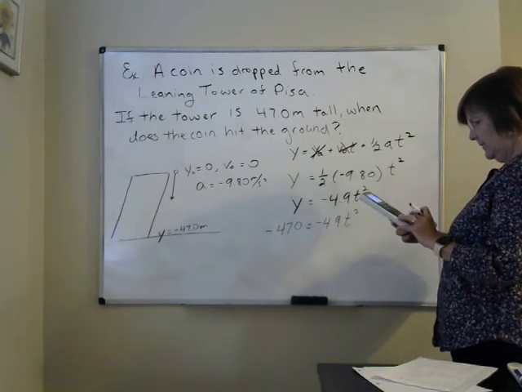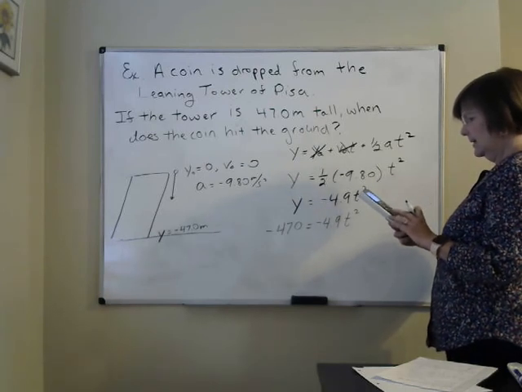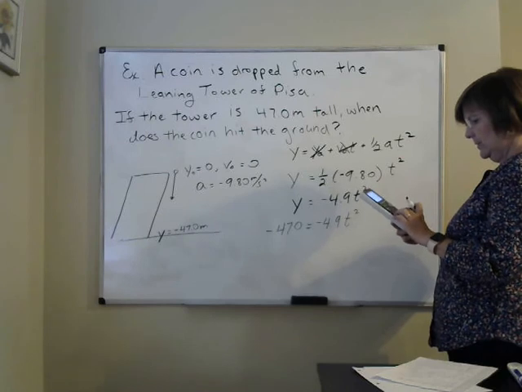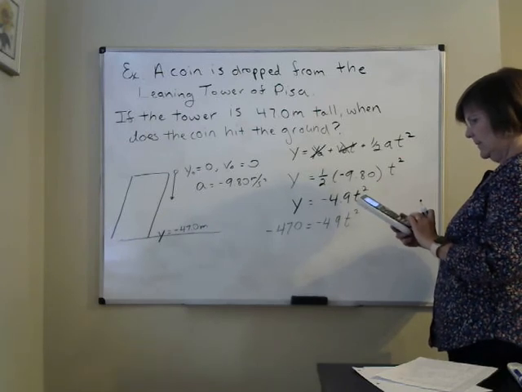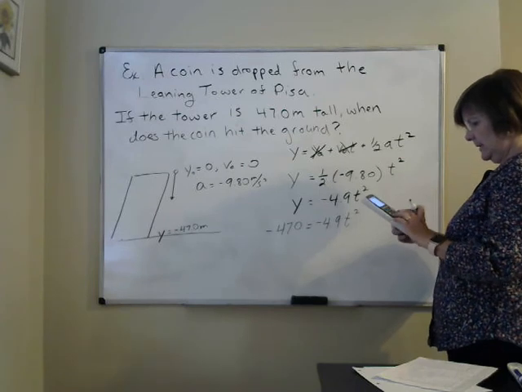So negative 47 divided by negative 4.9. Take the square root. Whoops, I don't know what I did, but I didn't take the square root. Take the square root.